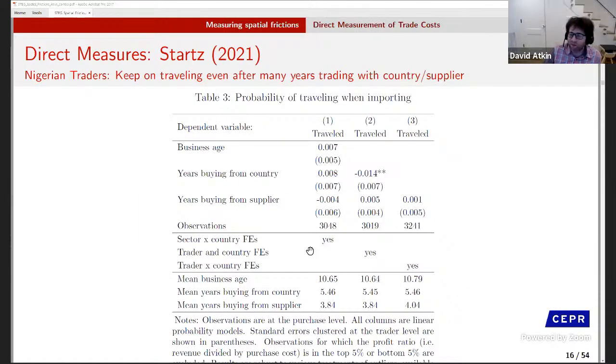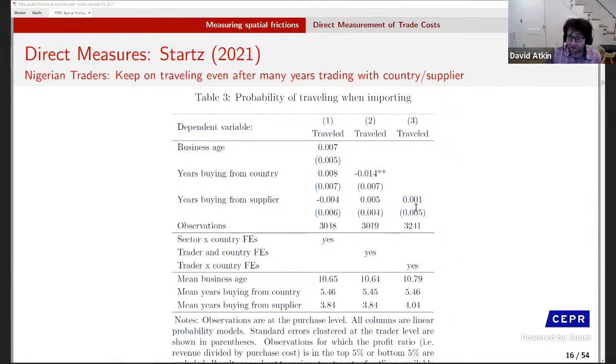The third thing, which is maybe even more surprising, is that they keep on traveling even many years after they've started trading with a supplier. So just looking at this third column, there are trader and country fixed effects, and there's essentially no relationship for, say, a Nigerian trader who buys from China. They're just as likely to travel to China when they're buying from someone they've bought from for many years versus someone they haven't bought from before.